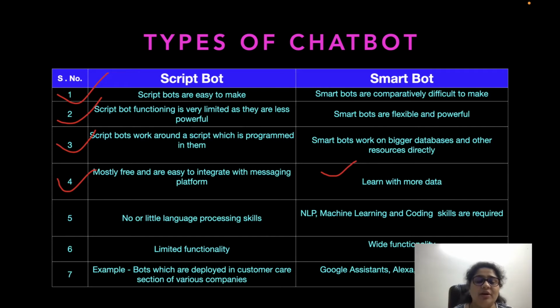Okay. Then no or little language processing skill is required. Language processing is a skill mostly of the machine learning kind or coding skills. Whereas in a smart bot, this is a mandate. NLP, machine learning, and coding skills are required. Without those skills, one cannot make a smart bot. They can make a script bot because many templates are already available. But in the case of a smart bot, coding skills are required.